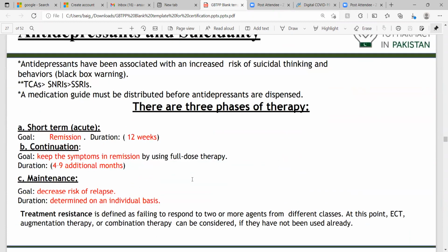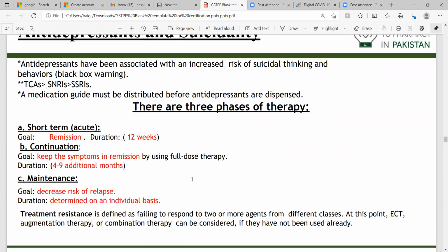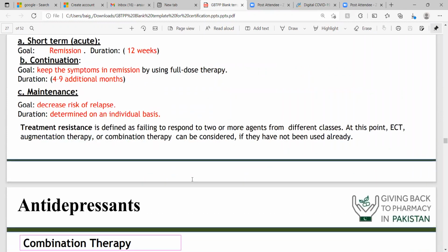This slide is just telling you that normally it takes about 4 to 6 weeks, and you see full effects up to 12 weeks. In continuation, keep the symptoms in remission by using full dose therapy, with duration normally 4 to 9 additional months. So for SSRIs and SNRIs, just keep in mind that you will see full effects in 4 to 6 weeks.